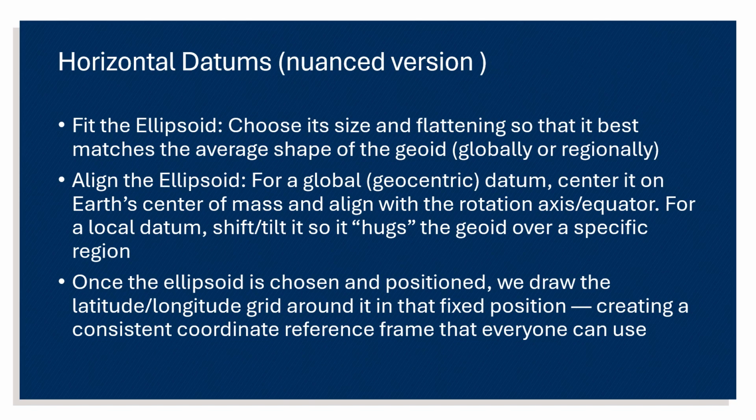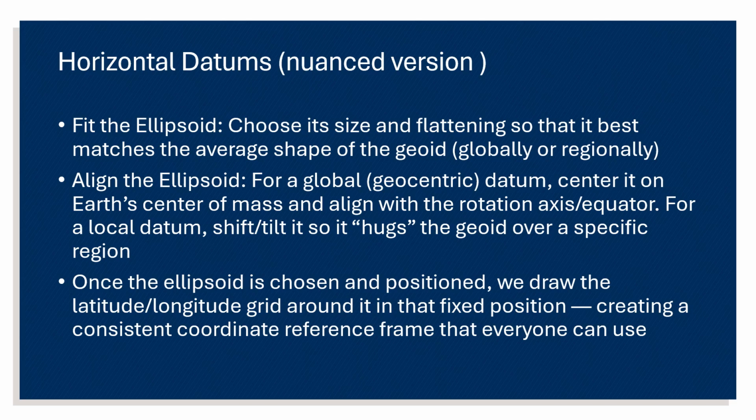So if we go to the nuanced version on the horizontal datums, we fit the ellipsoid, okay? And to do that, we're going to choose the size and flattening, so that's basically the major and minor axis, so that it best matches the average shape of the geoid, either globally or locally. So we're going to use this geoid to help us pick out the best ellipsoid that we can. Then we're going to align it, and if it's global, then we'll do a geocentric, in other words, from the center. And if it's not, and we have to rotate it or spin it around, we might end up using some sort of a tilt or shift that involves reference points on the surface.